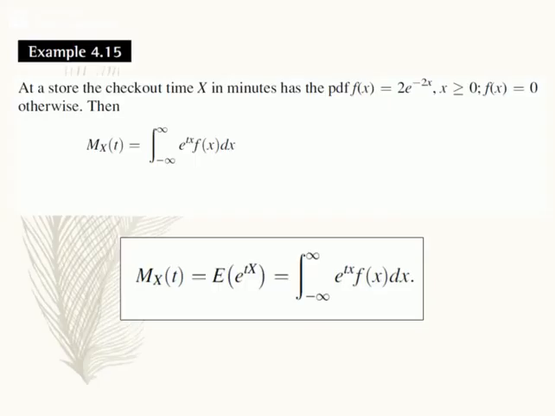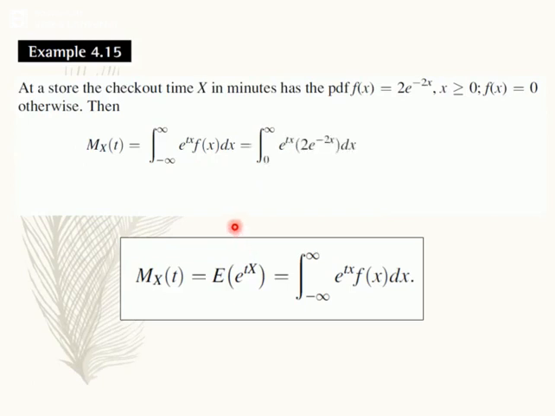Let's have a look at another example. This is example 4.15 in the textbook. It says, at a store, the checkout time x in minutes follows that PDF for x values greater than or equal to 0 and 0 otherwise. And we have been asked to find the moment generating function for this PDF. So we start off with the definition of the MGF as follows. It's just a direct application of that.